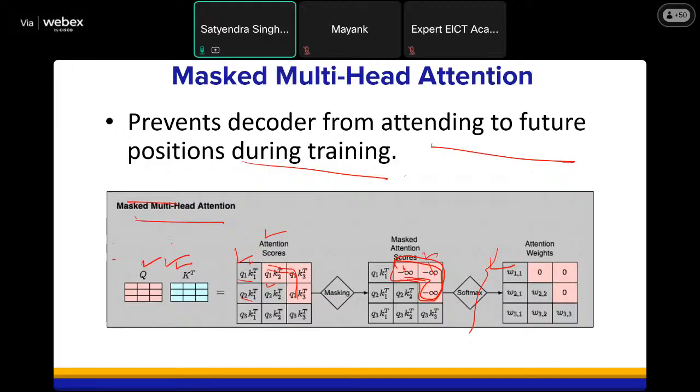Because when the decoder is working with respect to the first word, it should only look at the first word, and when computing with the second word, it should only calculate the attention with respect to the first word and the second word only, not with the future.